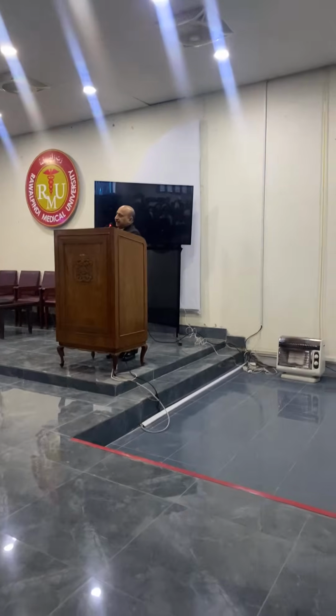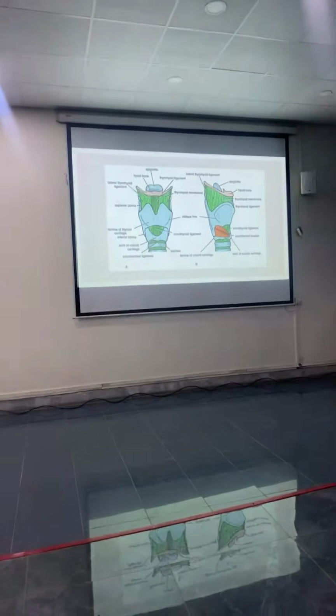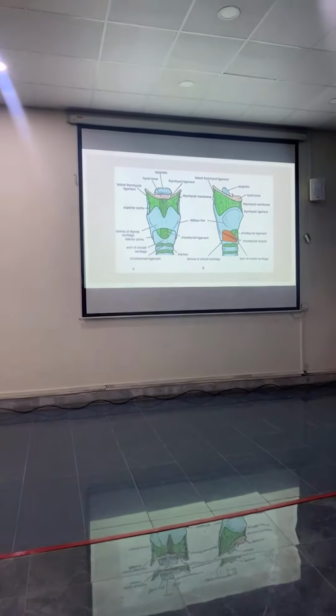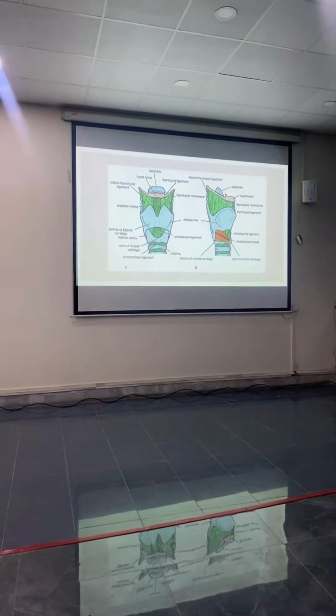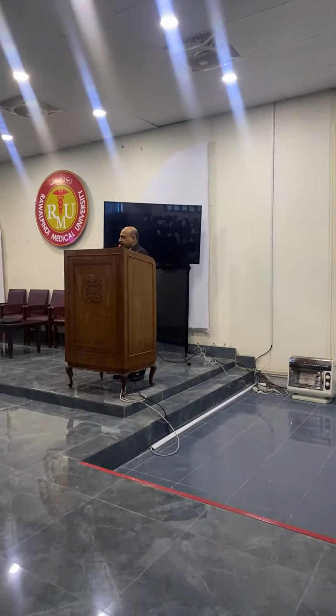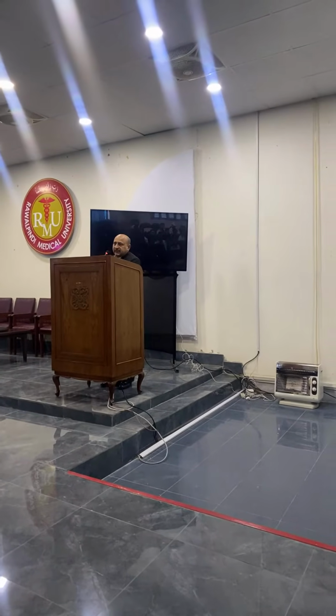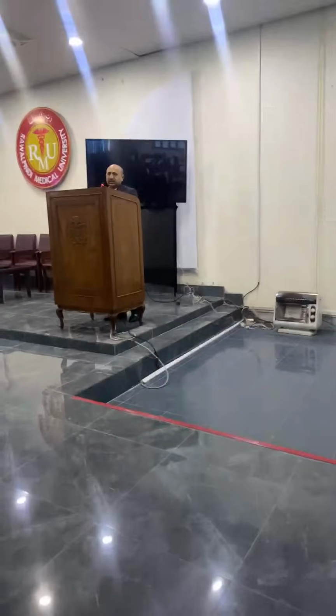Cartilages like arytenoid, cuneiform, and corniculate. Okay, so we will not go into the description of the cartilages as we used to go in the anatomy. We just have to identify these cartilages. Then these cartilages are connected to one another by the joints.